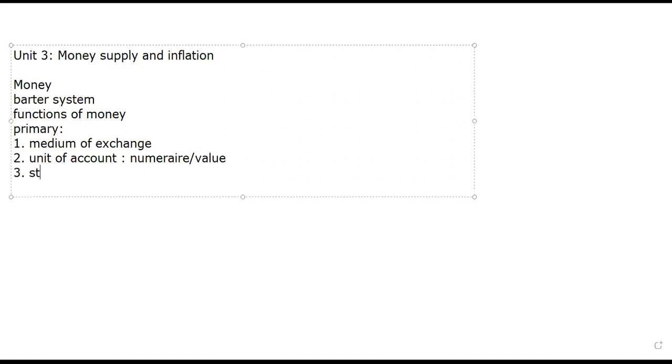Third one is it is used for store of value. Store of value function, because goods and services at the earlier time were generally perishable in nature, you cannot store your commodities for a longer period of time. This is where money facilitates, and you can convert the goods into money and keep it for a longer period of time, and as and when it is required, you can convert it back to goods and services.